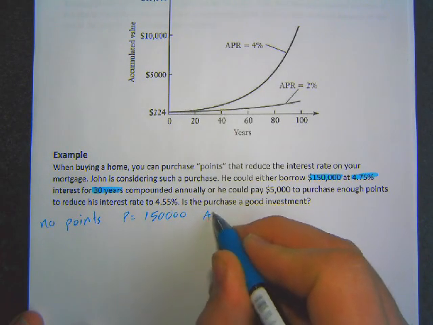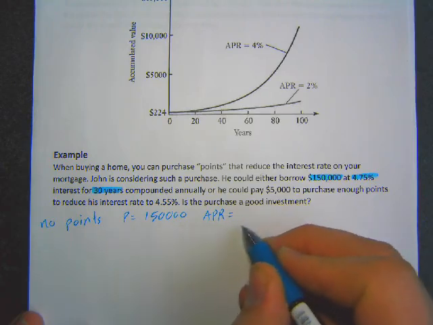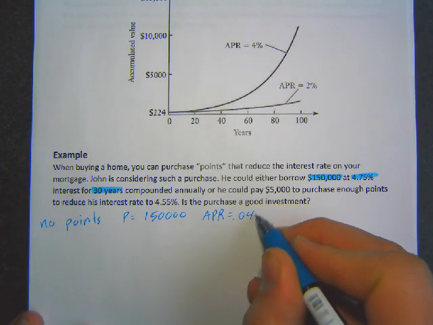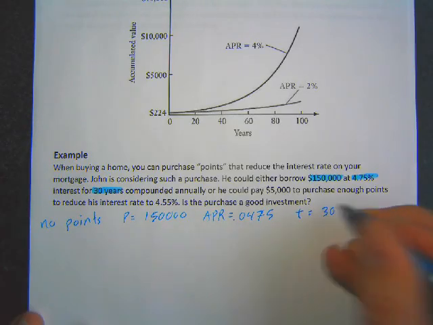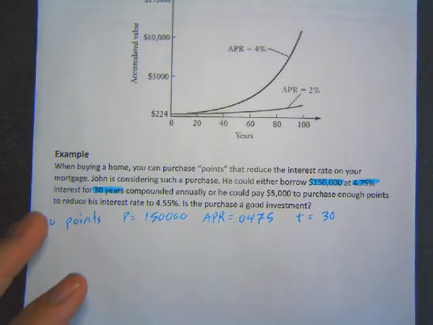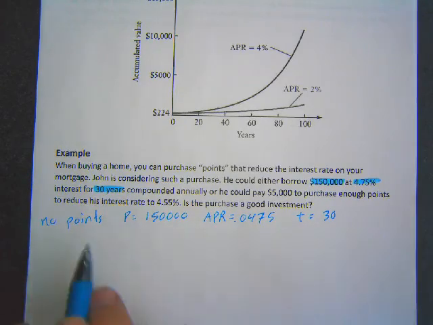His interest rate, or APR, is going to be 0.0475, and his time frame is 30 years. The actual calculations for paying off a house are a little bit more complicated. We'll get into those later.